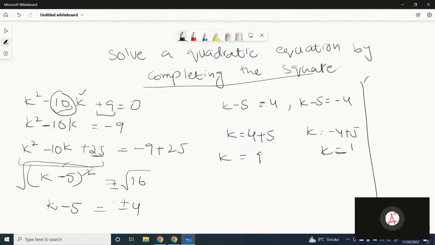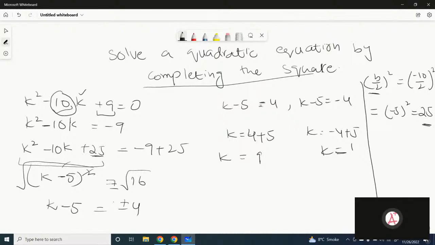You have to calculate b over 2 square. B is negative 10, so it would be negative 10 over 2 squared. Negative 10 over 2 is negative 5, squared, which is 25. So you have to add b by 2 whole square to both sides. I calculated b by 2 whole square, and it is 25.